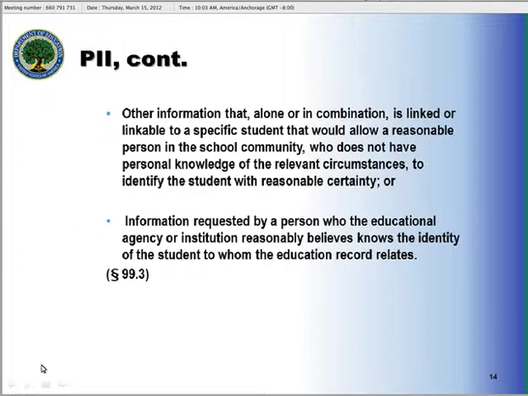Ellen, would a principal be considered a reasonable person? Well, typically no. In legal terms, we mean a reasonably prudent person. Not that principals are not reasonably prudent, but you have to look at the rest of the definition. It says a reasonable person in the school community who does not have personal knowledge of the relevant circumstances to identify the student with reasonable certainty. So in most cases, the principal is going to have personal knowledge about a situation concerning a student, particularly if we're talking about a disability or a discipline matter.